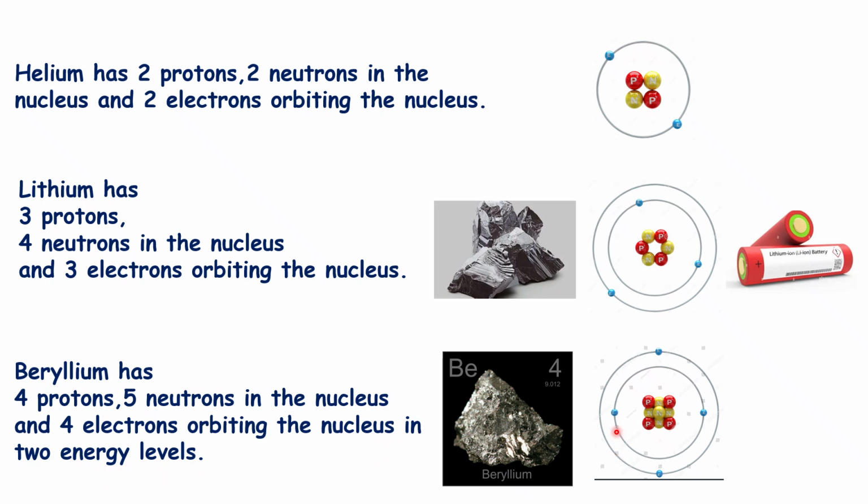The first energy level takes 2 electrons only, and it is complete. And the next 2 electrons go to the next energy level. So 2 in the first energy level near the nucleus, and 2 electrons in the next energy level a little bit farther than the nucleus, in order for the atom to stay stable.